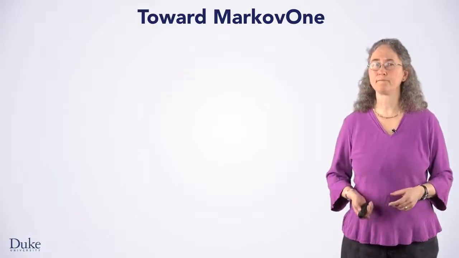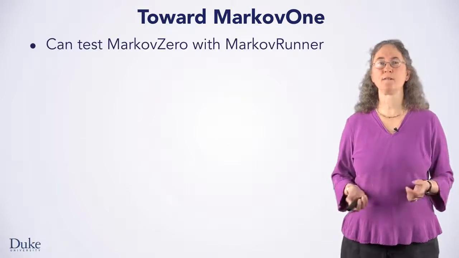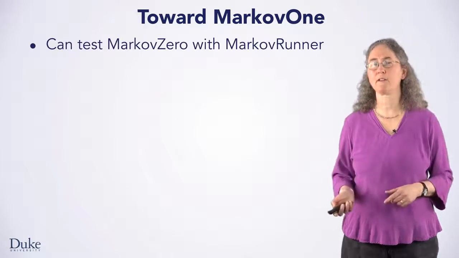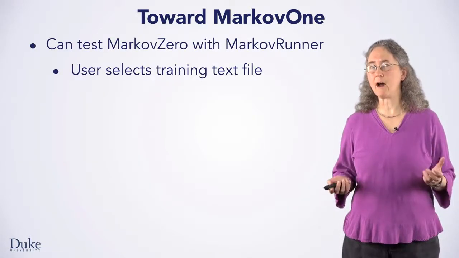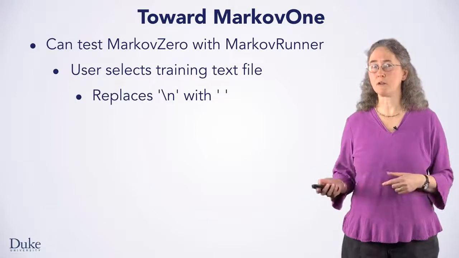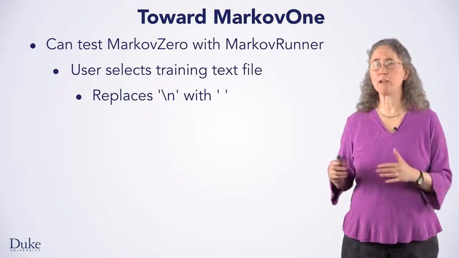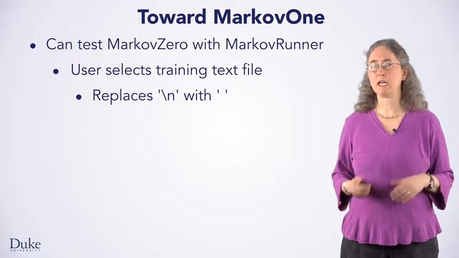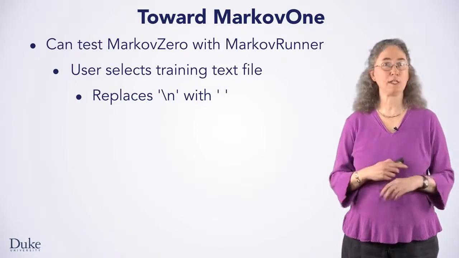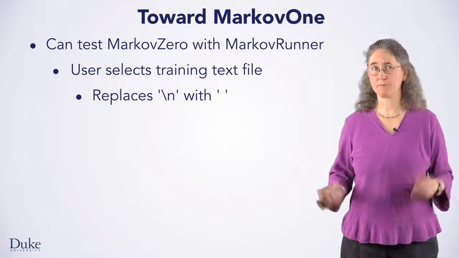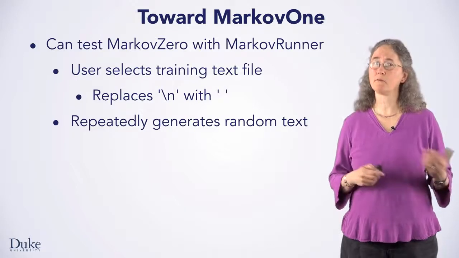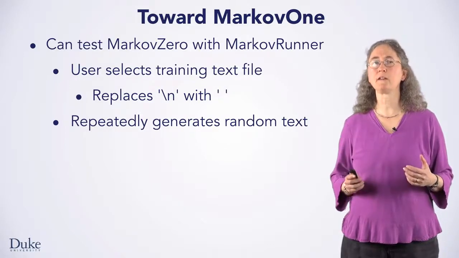This is enough background to write and test the Markov zero class, but we'll provide some guidance for Markov 1 as well. We have a test program named Markov Runner to test the Markov zero class. The user selects a file to use as the training text. The code in Markov Runner replaces each new line character with a space. This preserves words, which might be separated by spaces, but doesn't treat new lines as special. The Markov Runner class creates several examples of random text from the same training text.